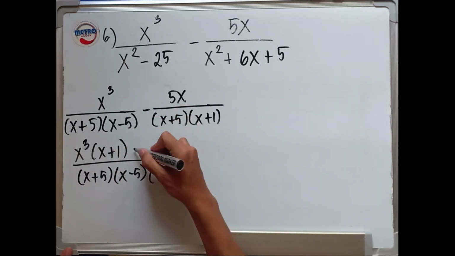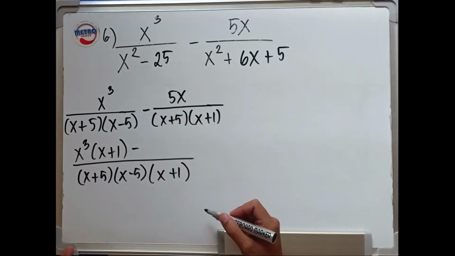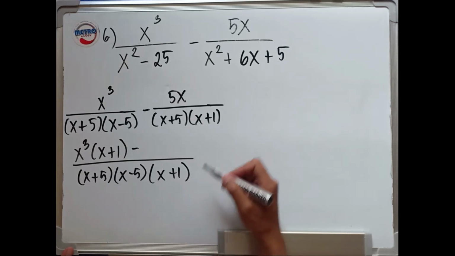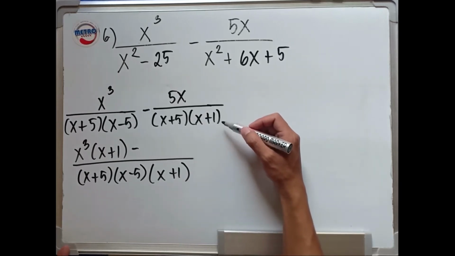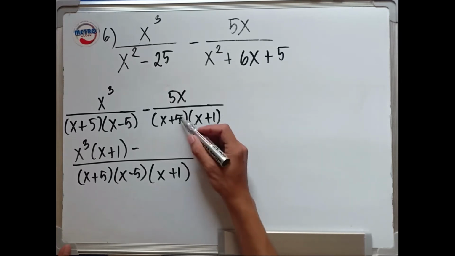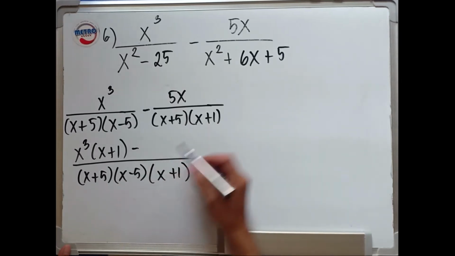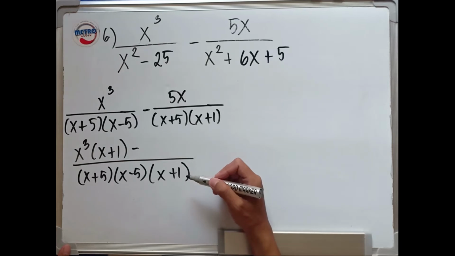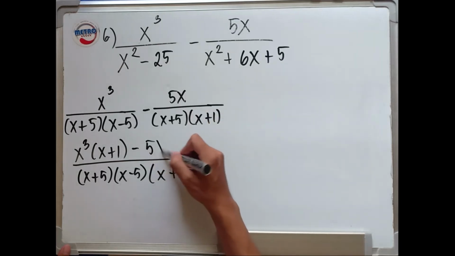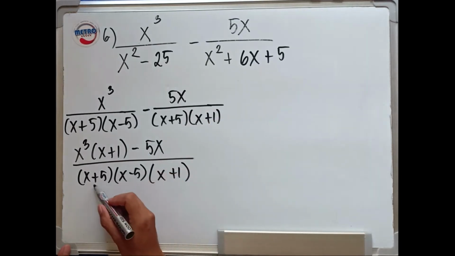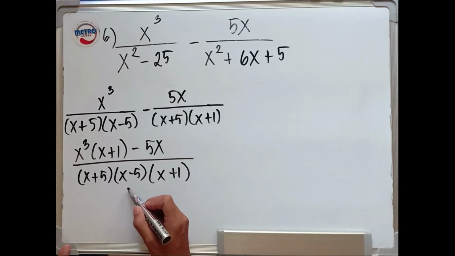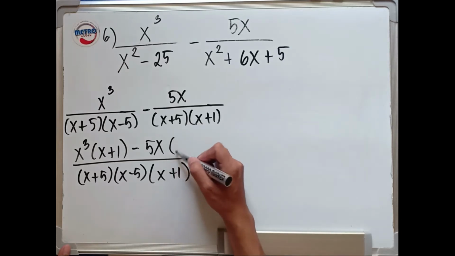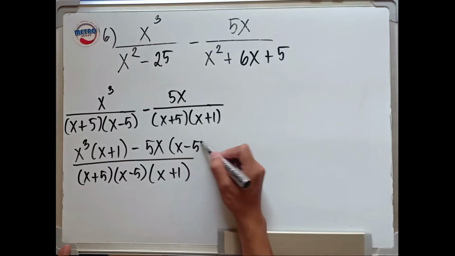Then copy the subtraction sign. Then this LCD will be divided by x plus 5 times the quantity of x plus 1. Then, if they have common factors, only the different one is what we multiply to 5x. So, x plus 5 is the same with this. Also, x plus 1. What is different is x minus 5. Then, only x minus 5 will we multiply to negative 5x.